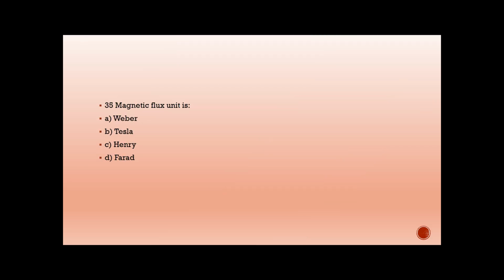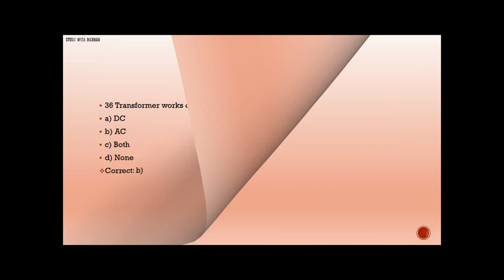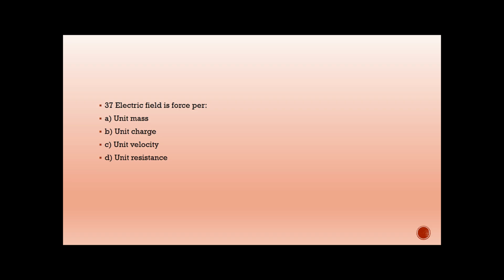Magnetic flux unit is Weber, Tesla, Henry, Farad. So the answer is Weber. Magnetic flux is measured in Weber. A transformer works on DC, AC, both, none. So the answer is AC. Transformer needs a changing magnetic field, which is produced by AC. Electric field is force per unit mass, unit charge, unit velocity, unit resistance. So the answer is unit charge. E equals F divided by Q, the force experienced per unit charge.